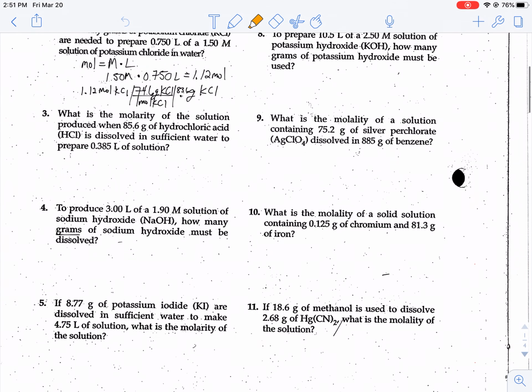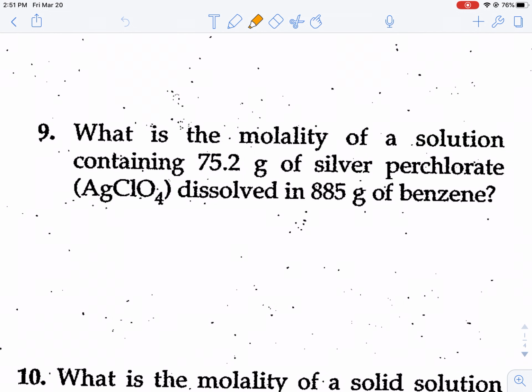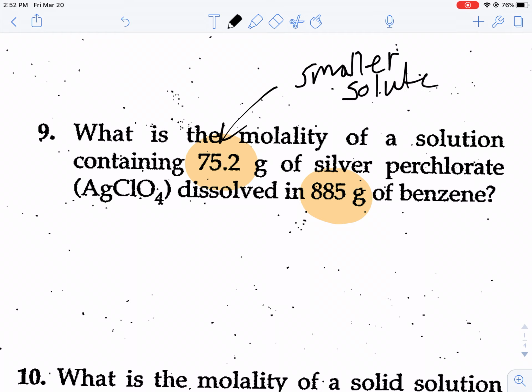Problem number 9 is the first problem that deals with molality. It says, what is the molality of a solution containing 75.2 grams of silver perchlorate, AgClO4, dissolved in 885 grams of benzene? One of the biggest things that people struggle with is which one is my solvent and which one is my solute? What is being dissolved in what? Which one do I have to convert over to moles? The one that is smaller is always going to be your solute. The one that is larger is going to be your solvent. That is the one that is doing the dissolving.